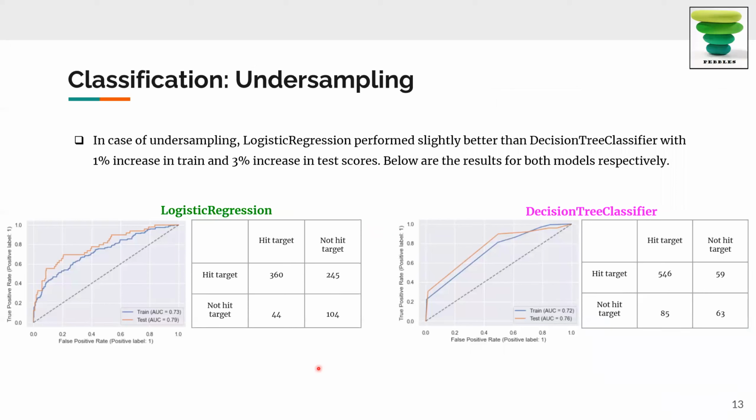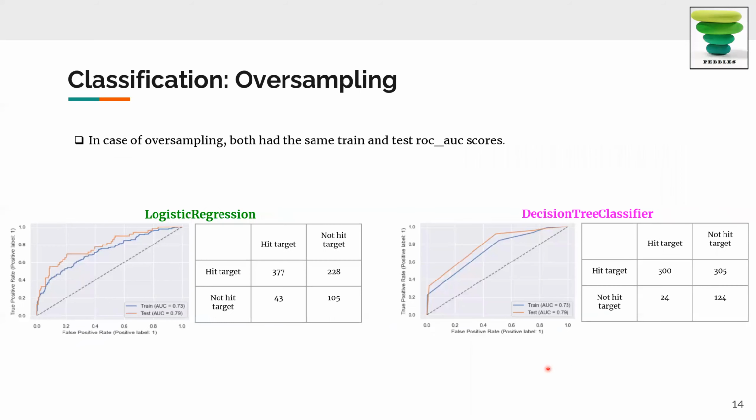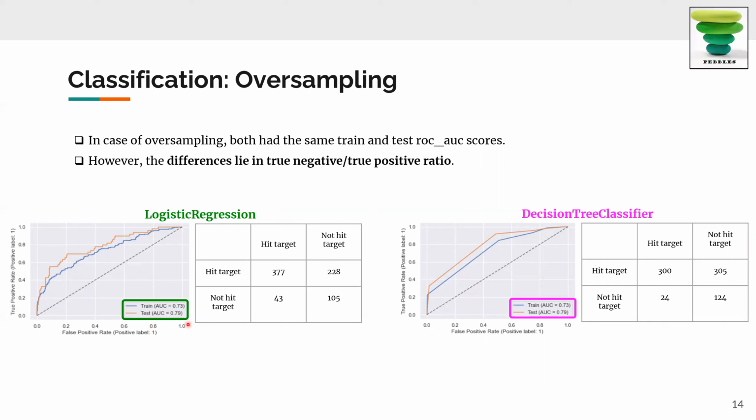Here we see a classification with undersampling. In the case of the logistic regression, it performed a little bit better than the decision tree classifier, with a 1% increase in the train and 3% increase in the test scores. So here we see the results. As for oversampling, both actually had very close scores. However, the difference lies in the true negative and true positive ratios.